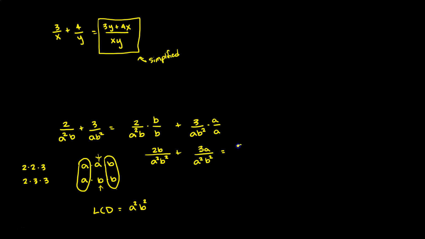Once they're like fractions, all we need to do is add the numerators and copy over our denominator. And remember, we can't simplify this because the numerator is a sum of two terms that cannot be combined. So there's no way to simplify it. This is done.